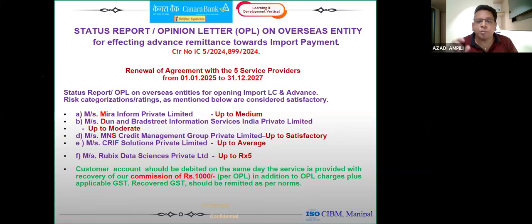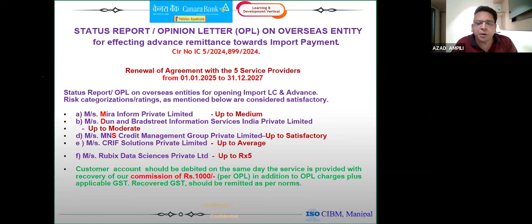MIRA Inform Private Limited, up to medium. Here, for remembering purposes, what I did: MIRA medium, like that you remember. Okay, MIRA medium is satisfactory for us. Dun and Bradstreet DM, DM you remember. Dun means up to moderate they are giving, which means it is satisfactory. MIRA medium, Dun moderate, and MNS, in that MNS last SUC, that is up to satisfactory. MNS giving satisfactory for us. Okay, and CRISIL solutions up to average, Rubik's RX5. So this is how they give the satisfactory word. They will not use that word. They will use this codified language, and we have to understand that.